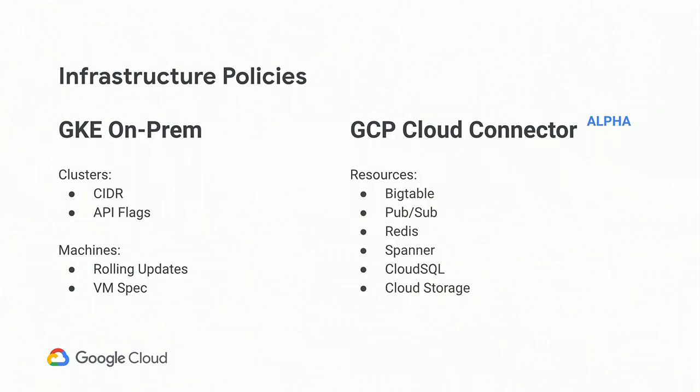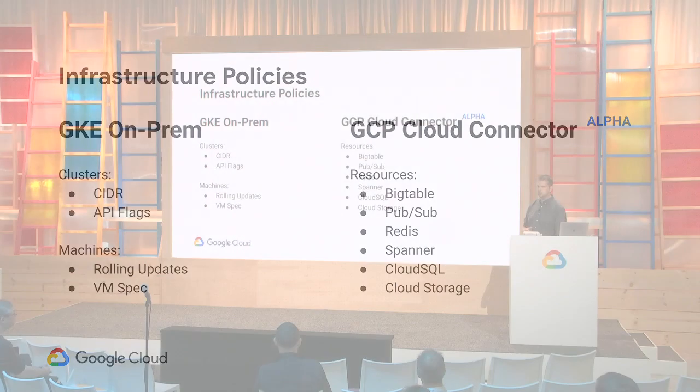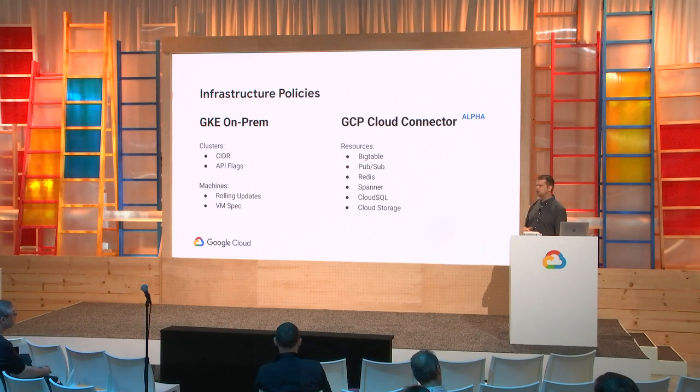And that GKE on-prem API as well is able to control the underlying machines. And so it abstracts away the VMs and allows you to do things like rolling updates of the infrastructure. So you can do a node upgrade, scale a cluster, all through a code interface.